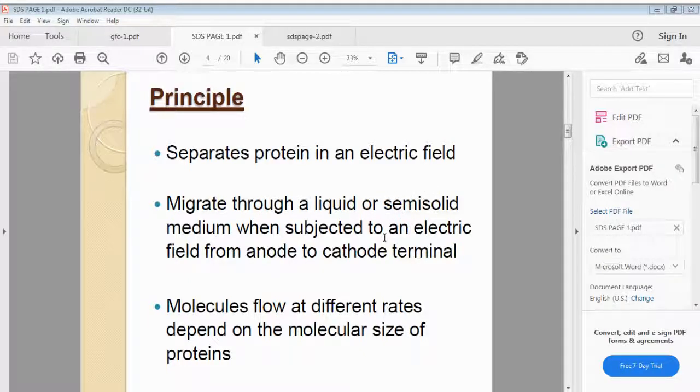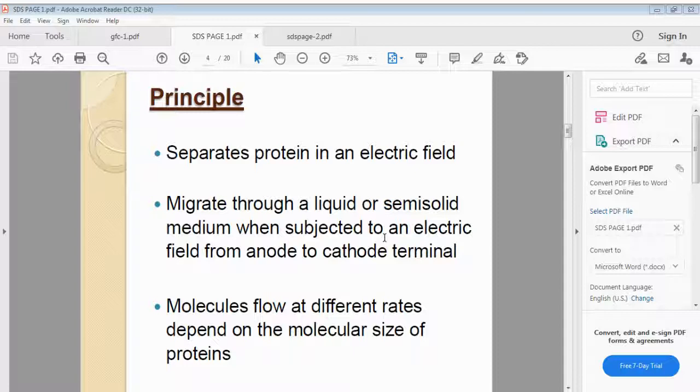So what is the nature of the gel? The gel is soft in nature, and it will allow the protein molecules to migrate. It will have some pore size. Okay, so the pore size will be decided by the polymerization of the molecules. So here in SDS PAGE, polyacrylamide gel electrophoresis, the gel is prepared by polymerizing the acrylamide and the bisacrylamide together. Okay, it is made by mixing the acrylamide and bisacrylamide.